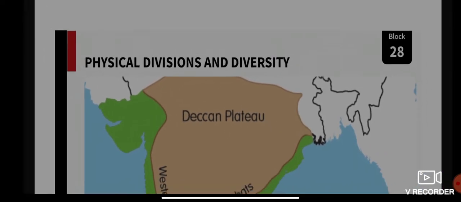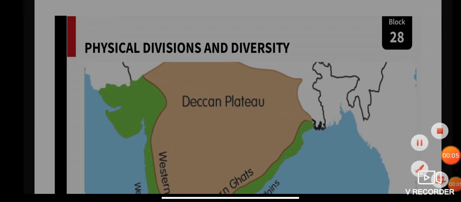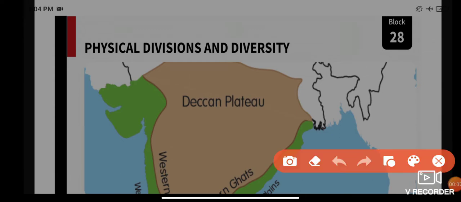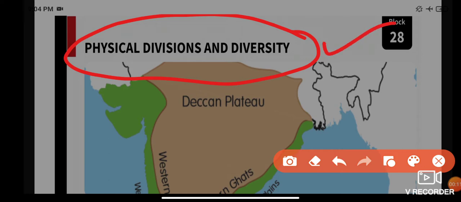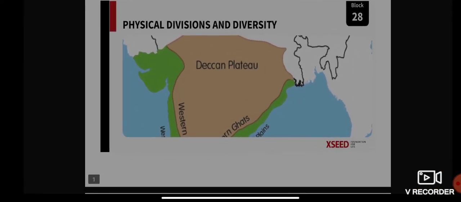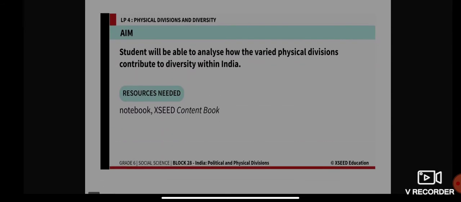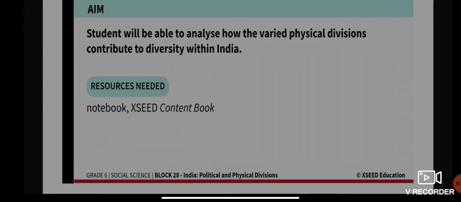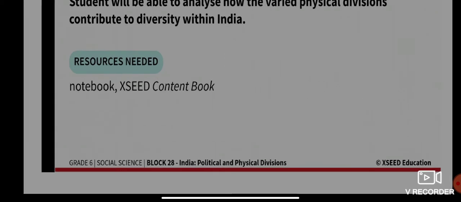So, today we will discuss the last topic from block 28, that is physical division and diversity. So, this is our topic of discussion for today. Alright, and the aim for our class for today is students will be able to analyze how the varied physical divisions contribute to diversity within India. And the resources needed are your notebook and your exit content book.